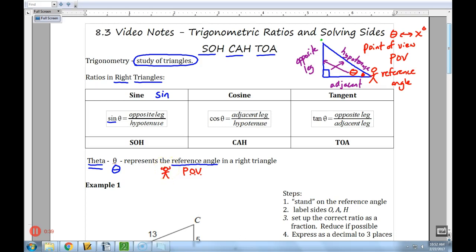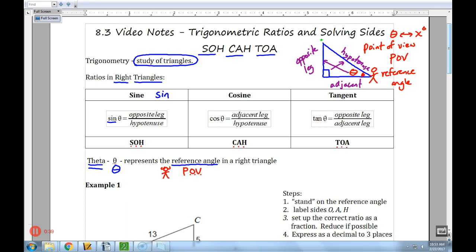Okay, now here are the ratios. The sine is represented by the opposite leg over the hypotenuse. So we get this mnemonic device: sine, opposite, hypotenuse. That's where we get the SO from. The cosine is the adjacent divided by, or on top of, the hypotenuse. And then the tangent is the ratio of the opposite to the adjacent. And every triangle, no matter how big or how small, with certain degrees, has these relationships, these ratios that stay fixed.